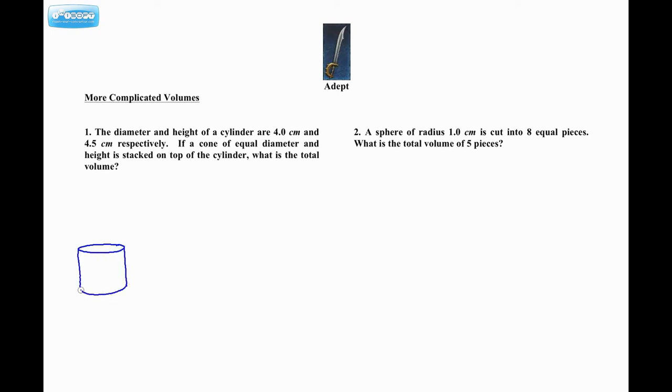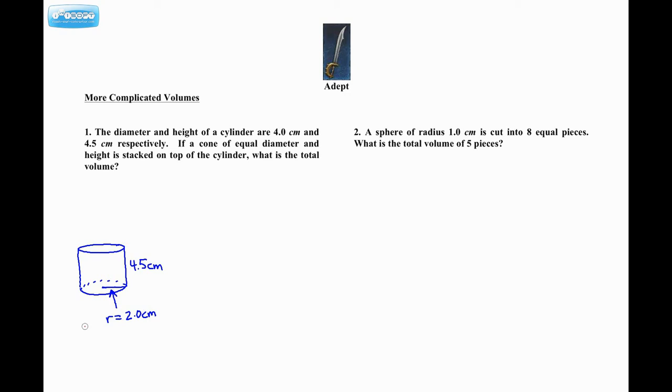Something like that. And I'm going to label it. If the diameter is 4, okay, I know immediately that the radius is 2 centimeters. Okay, and the height is 4.5. I guess I could have said h equals, but oh well.